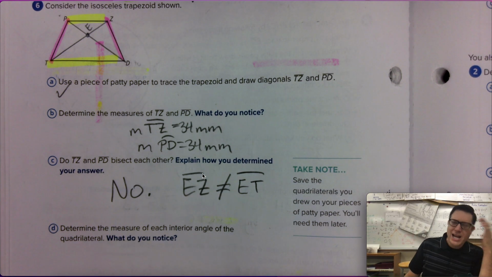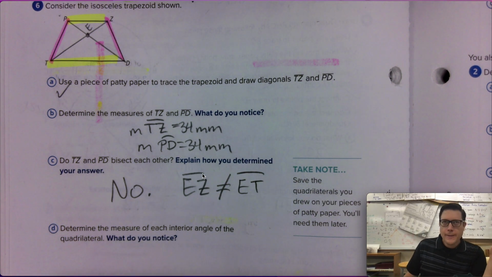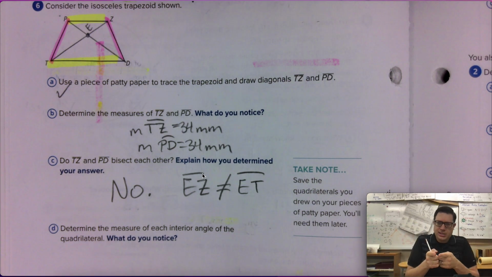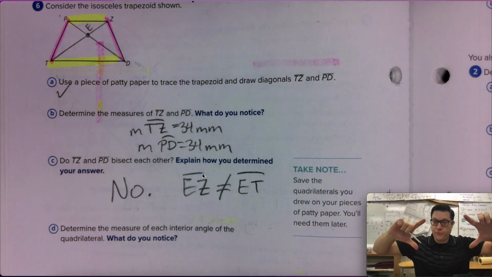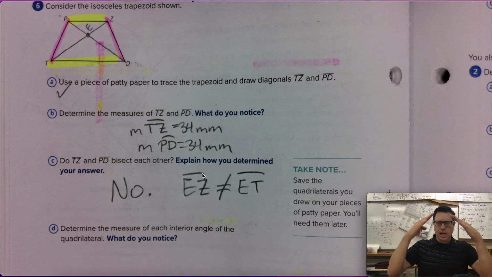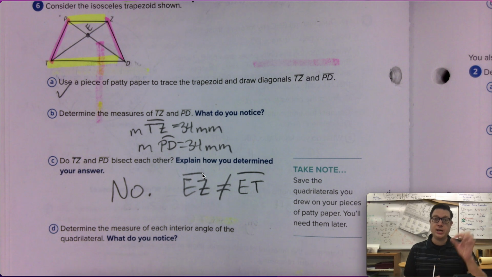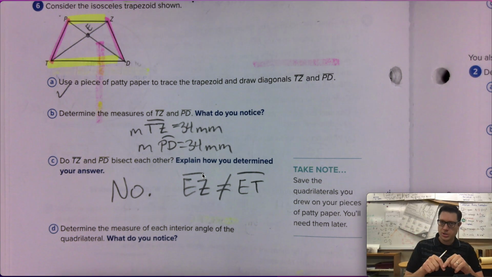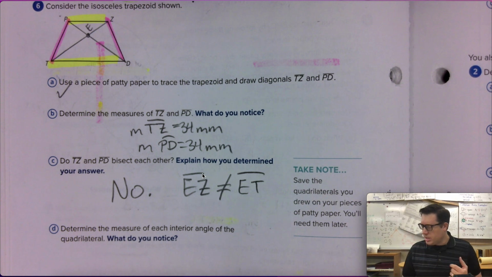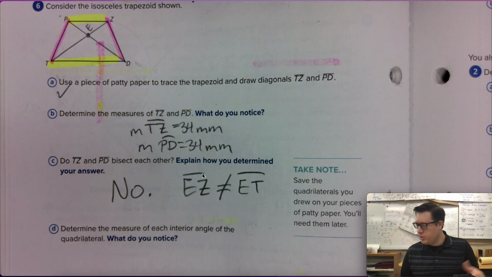What's the difference between a kite and a rhombus? A kite has adjacent sides that are the same, but they're different, you know, there are at least two different layers, right? The top two sides are different than the bottom two sides, but in a rhombus, all four sides are the same, adjacent, opposite, whatever.